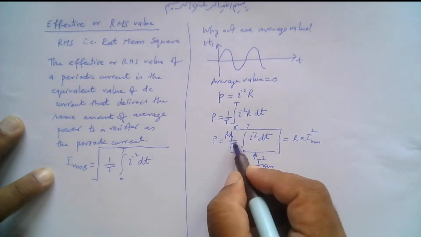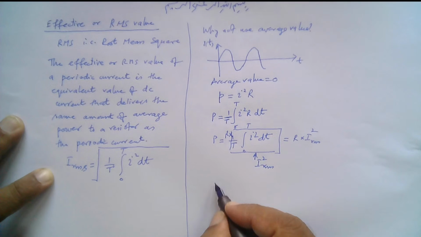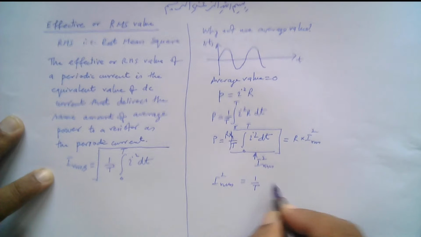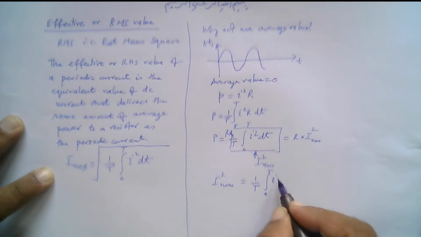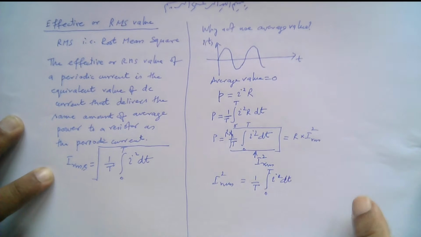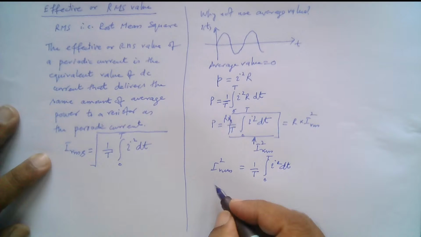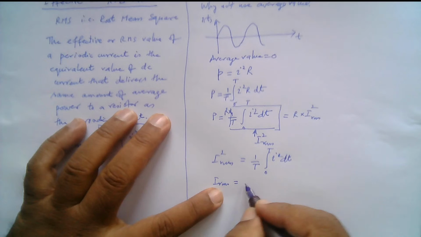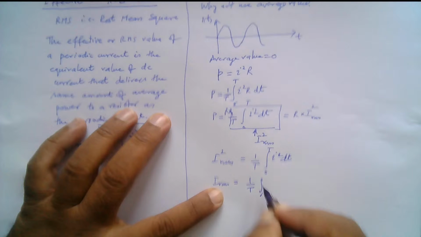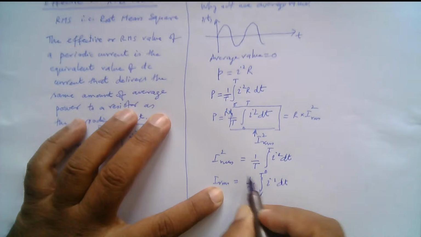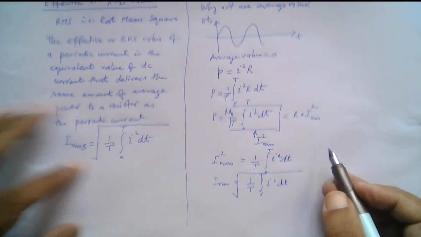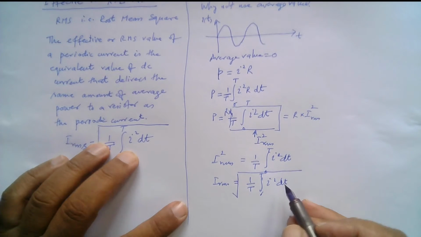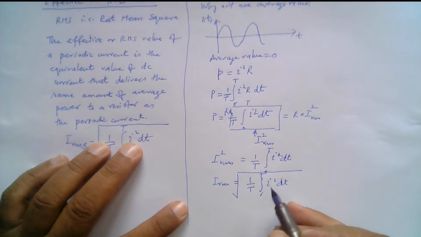If we compare both sides of this equation, then I square RMS is equal to this value, 1 over T, integral from 0 to T, of I square dt. And then naturally, I RMS is given by the square root of 1 over T, integral from 0 to T, of I square dt. So this is the same formula as here. This is the formula that we use to evaluate the RMS value or the effective value of current.